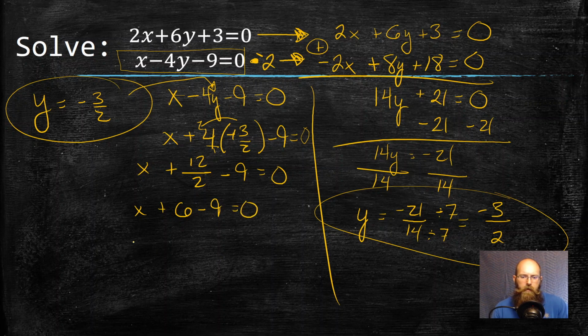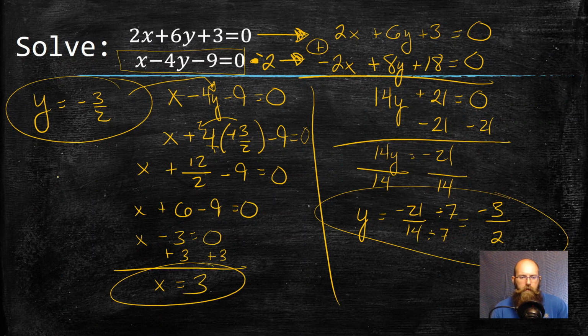And 6 minus 9 there is a negative 3. So I have to solve for x, so I have to add 3 over. Look at that. Not as bad as you might have thought. And then I have to set up like a coordinate point. 3 comma negative 3 halves.